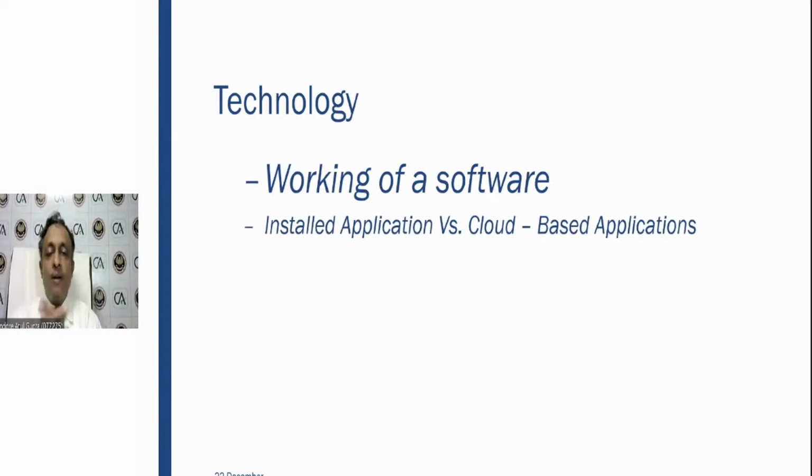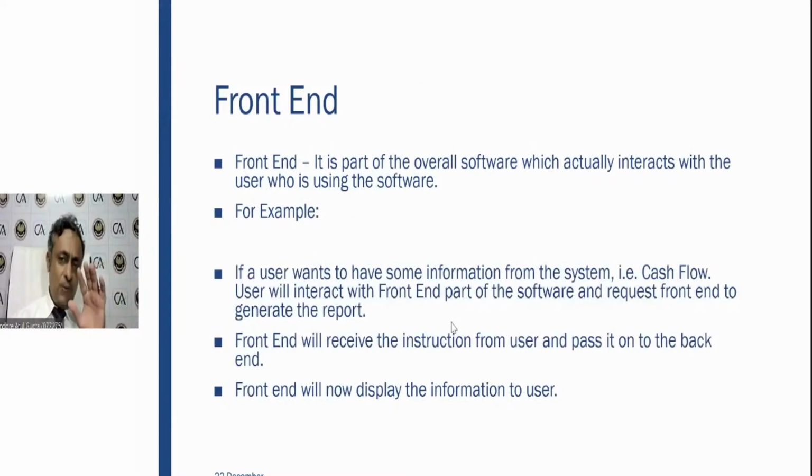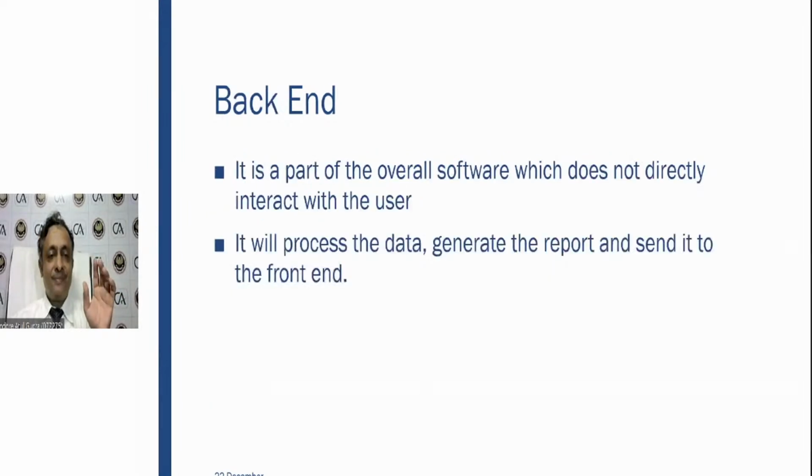Then more on this concept, the working of a software. Let us see. Front end, back end, we have talked about. So we've discussed the front end and back end. Front end is that part of the software which interacts with the user. That part that is not interacting with the user directly is the backend.